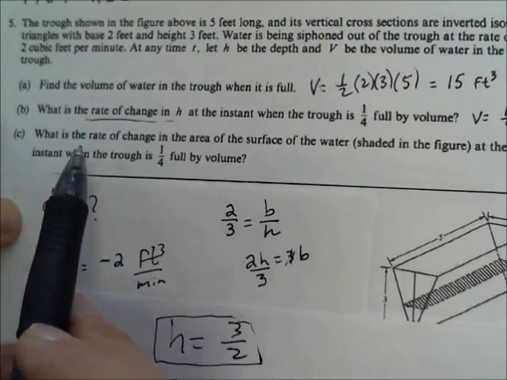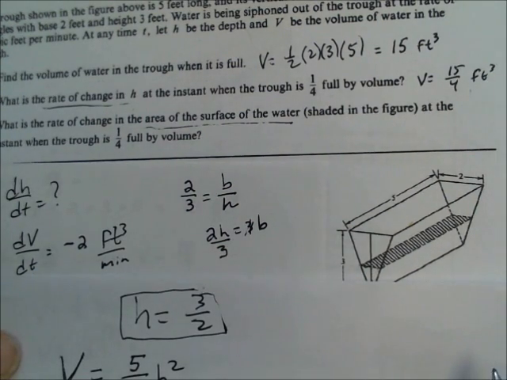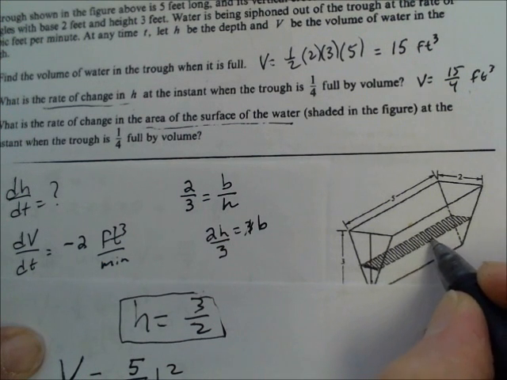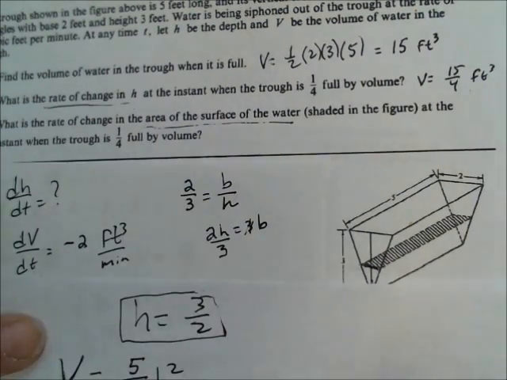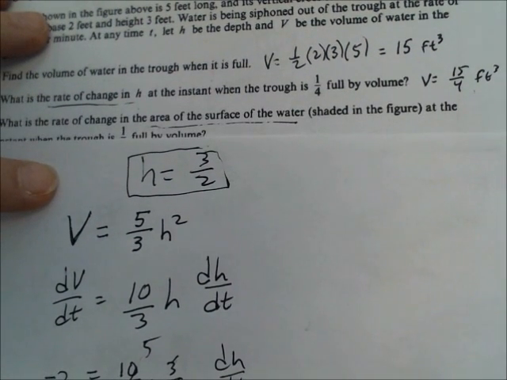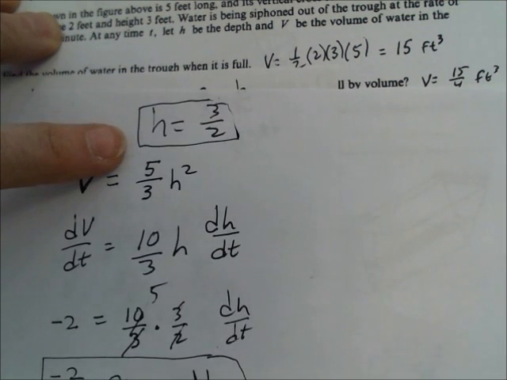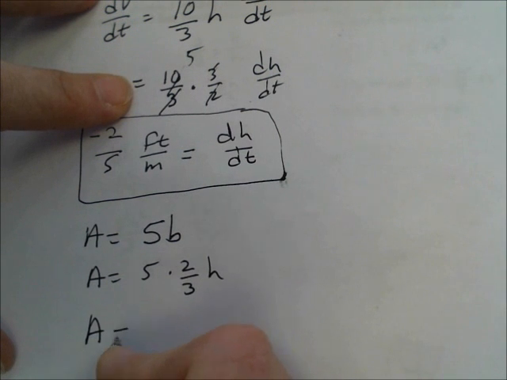And then the last part, it says, what is the rate of change of the area of the surface of the water at the instant when the trough is 1/4 full by volume? So the area of this water right here, well, this is B, and this is 5. So the area is just 5B. This is part C here. But way back when we said that B is equal to 2/3 H. So the area is equal to 5 times 2, which is 10H over 3.